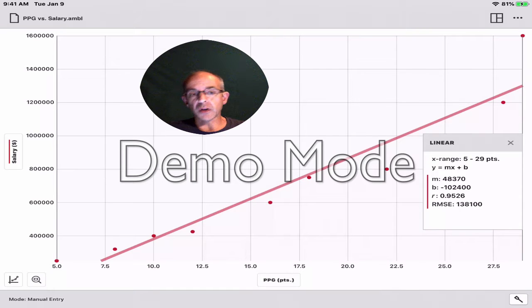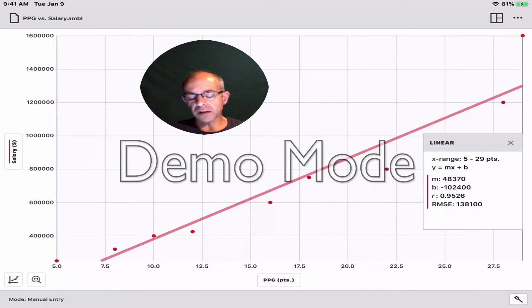There's r, which is called a correlation coefficient. We're going to focus on what's called the RMSE, the root mean square error. And I'm going to do that today. If we look at that number, it's fairly large, and you want to be careful about thinking that a large number is not a good indicator.